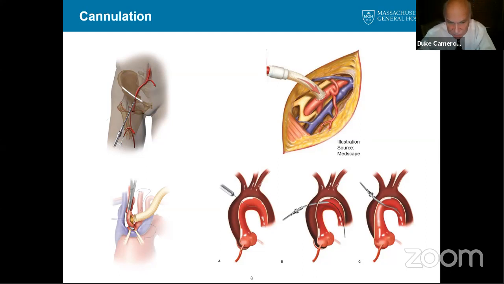And I use this a lot when I'm just using the innominate artery for selective cerebral perfusion. It's a lot easier to just cannulate that artery with a small pediatric 14 French cannula and perfuse the head while you're doing the arch work. And a lot quicker, as I say, than dissecting out the axillary.